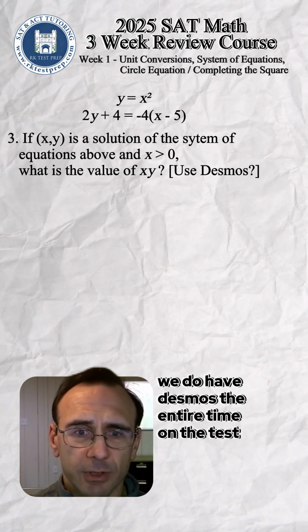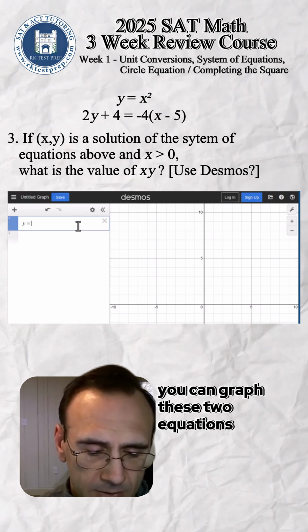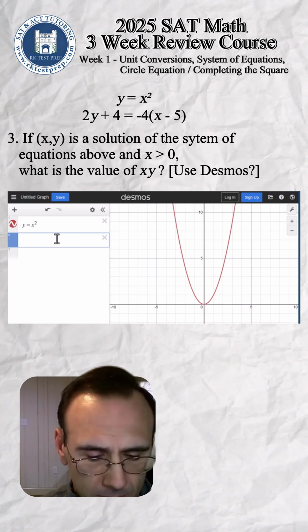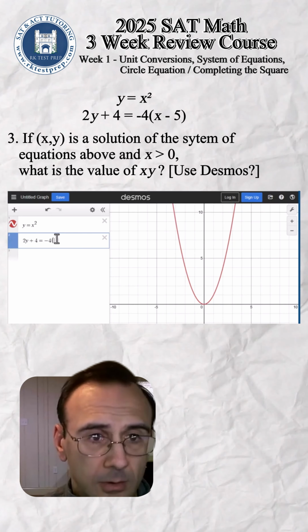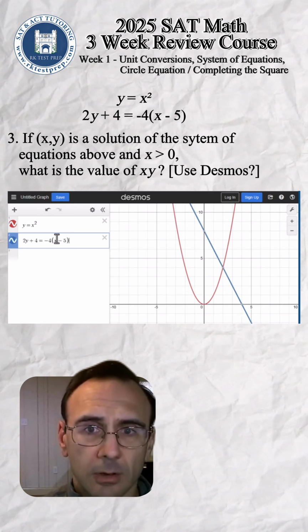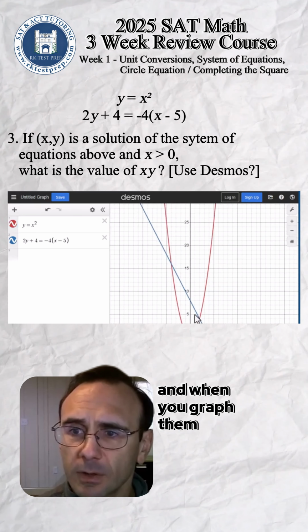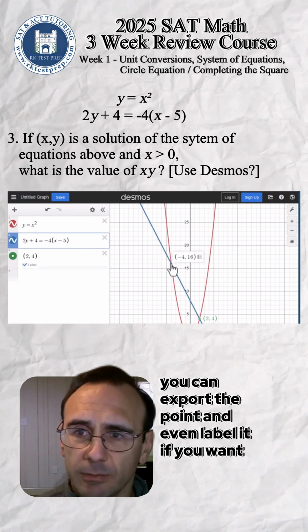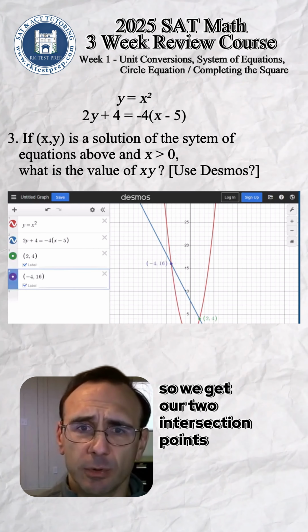Our alternative, we do have Desmos the entire time on the test. You can graph these two equations. And when you graph them, you can click on the points. You can export the point and even label it if you want. So we get our two intersection points.